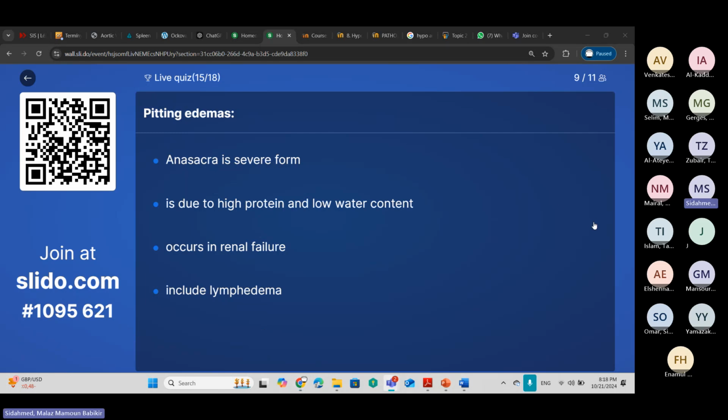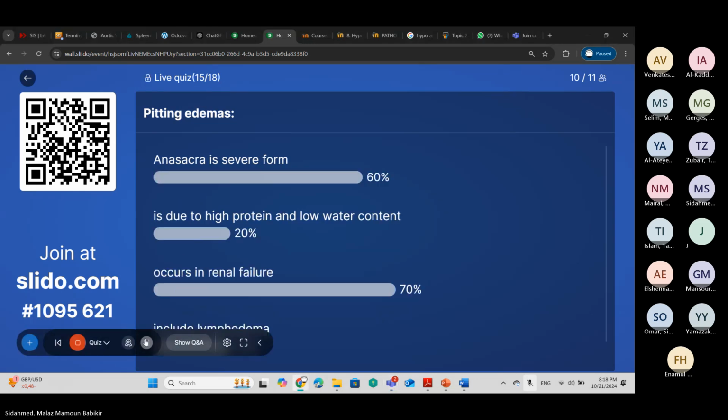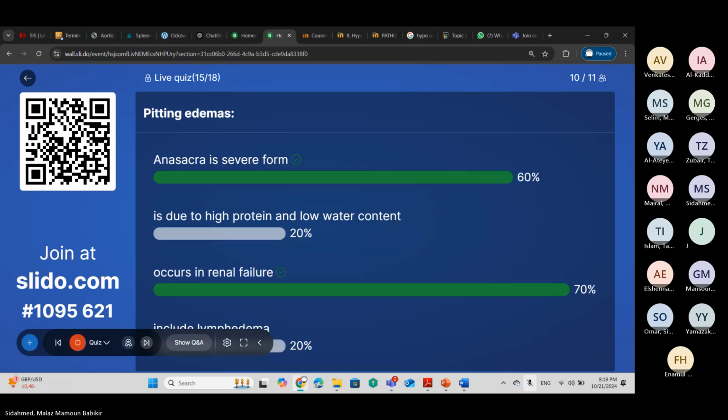Okay, so we can check the answer. Okay, so yes, that's correct. Anasarca is a severe form of pitting edemas. Does anyone remember an etiology for this generalized edema? Like, what could be a cause for such an entire body severe form of pitting edemas?